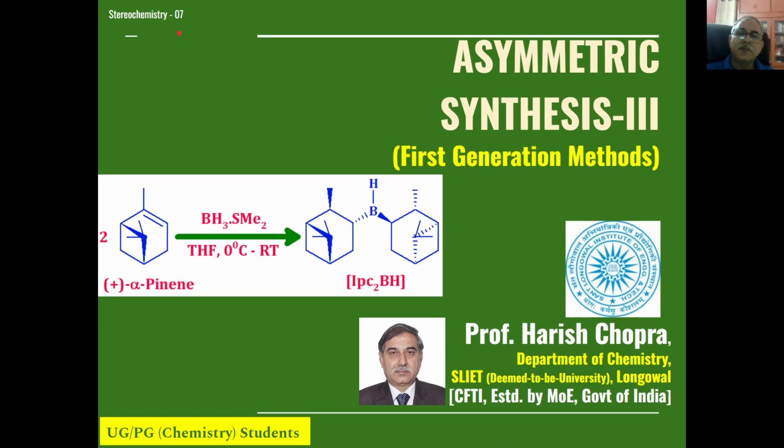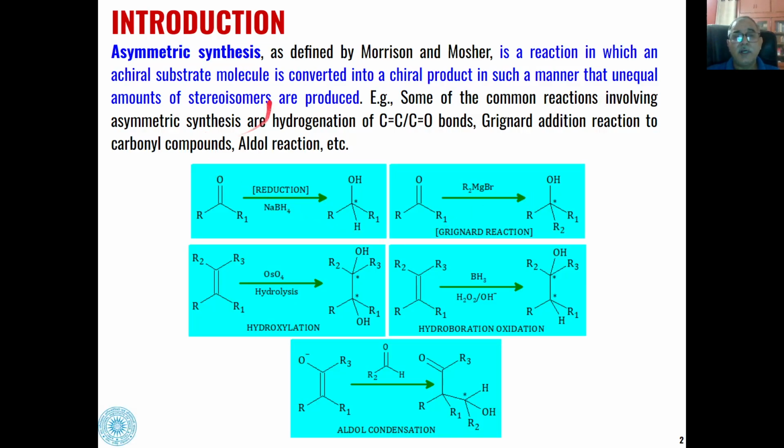Dear students, this is our seventh lecture on stereochemistry and third lecture on asymmetric synthesis. In this lecture, we will see the different types of methods for asymmetric synthesis, and out of those methods, we will discuss in detail the first generation methods. The basic concepts of asymmetric synthesis we have already seen.